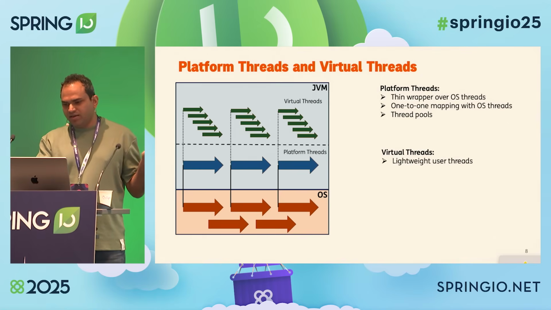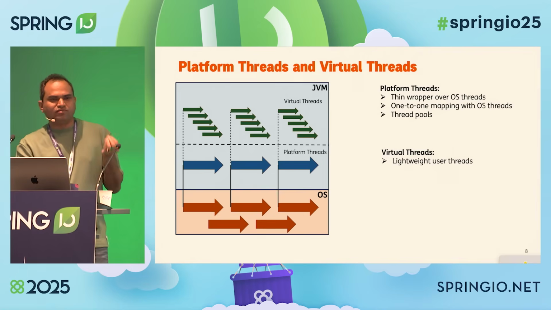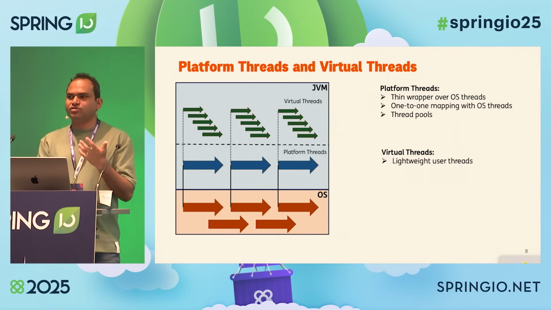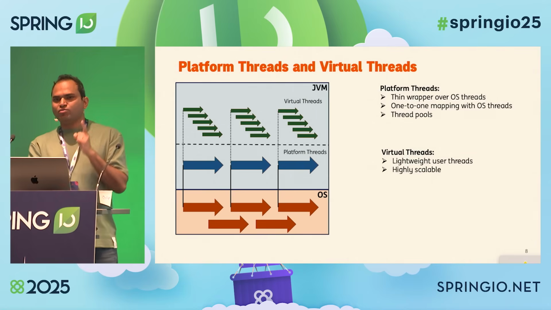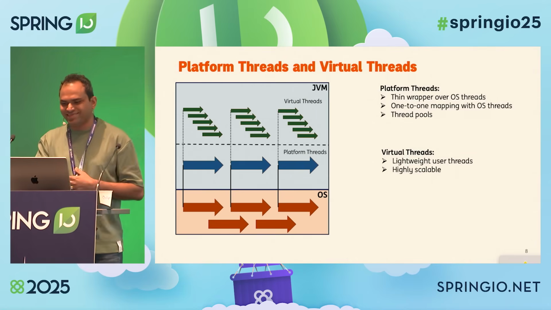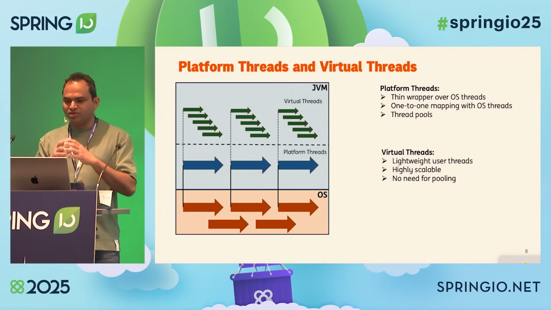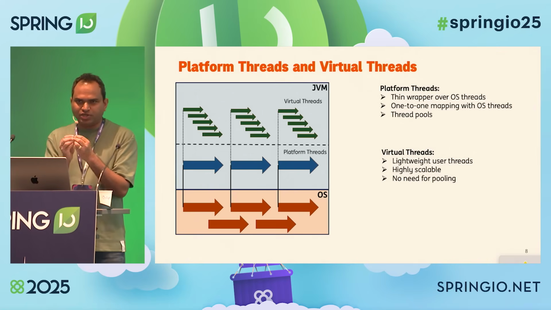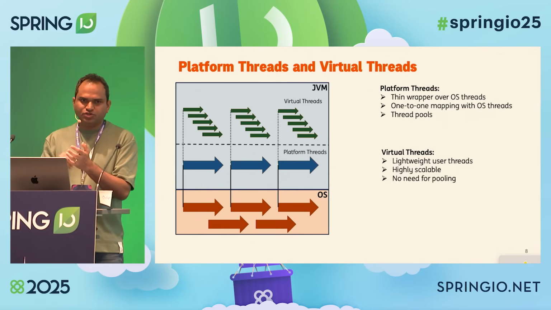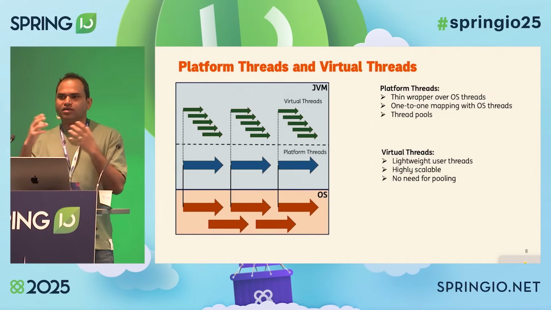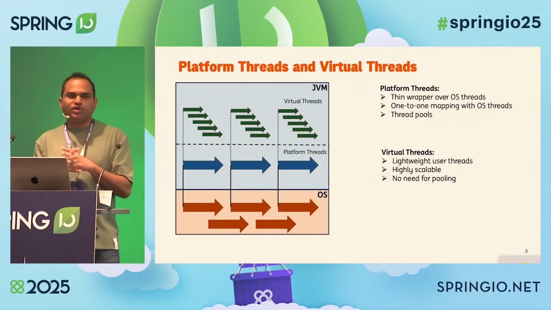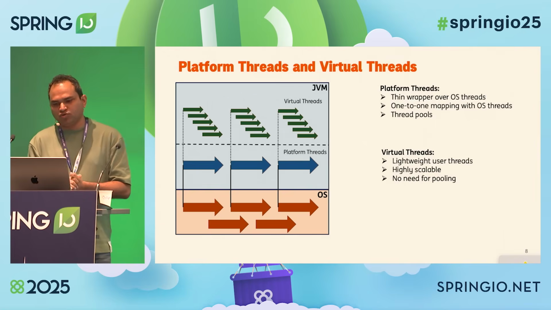Now, virtual threads, on the other hand, are lightweight user threads. Lightweight meaning they require significantly less memory, and because of that, we can create them in abundance. We can create thousands or even millions of virtual threads, and that makes them highly scalable. There's actually one more thing that makes them highly scalable, and we'll see that on the next slide. But another thing to notice about virtual threads is that they don't require pooling, because creating a virtual thread is a very cheap operation. So when you are done with a virtual thread, you just throw it away, it gets garbage collected, and the next time you need one, you can create a new one, right? You don't put it in pools. In fact, pooling virtual threads is an anti-pattern. You don't want to do that.